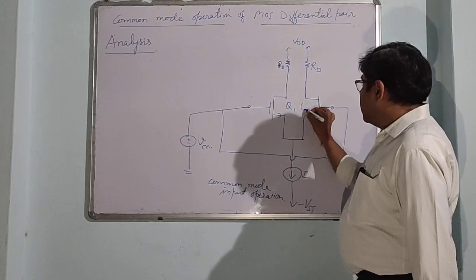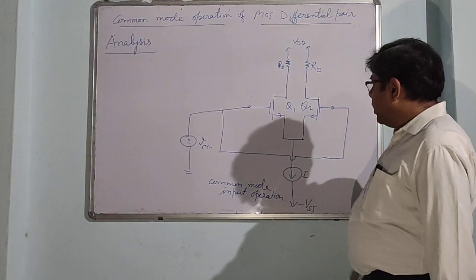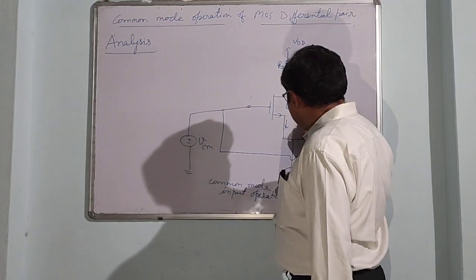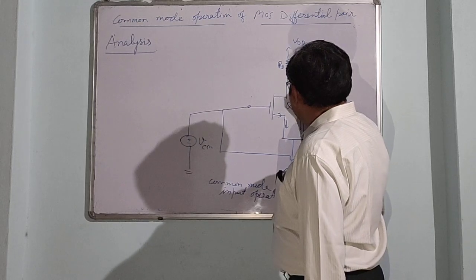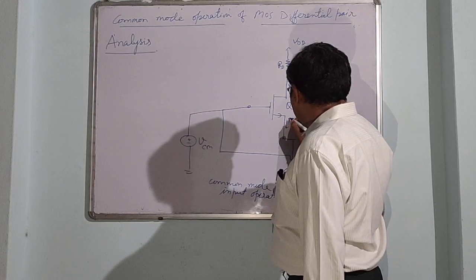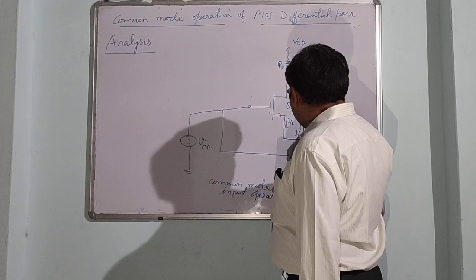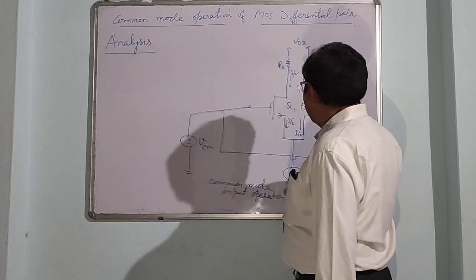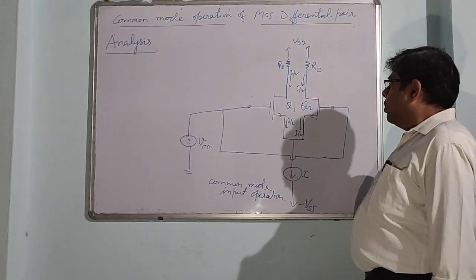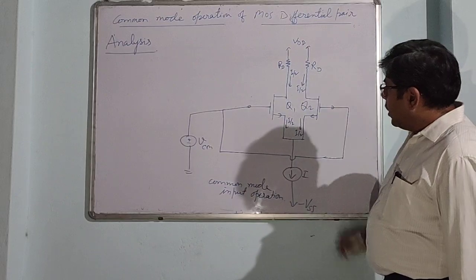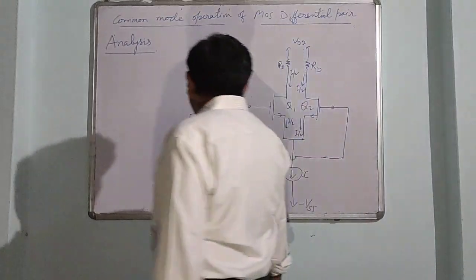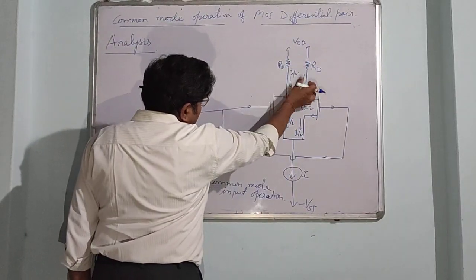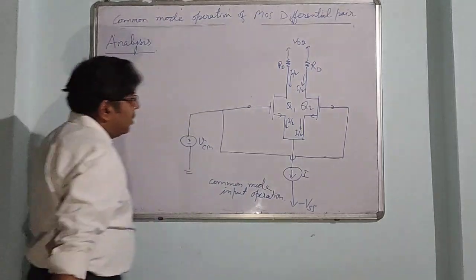These two transistors Q1 and Q2 are similar. So this is current I, and this current is equally divided. As you know, drain and source currents are equal, and gate current is zero. So when we apply a common mode input, this current is equally divided into two parts.